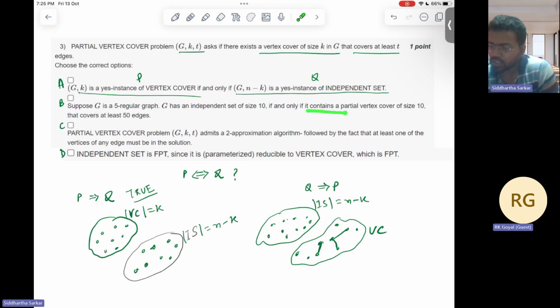Yes. So then it contains a partial vertex cover. What is a partial vertex cover? So let me repeat. The partial vertex cover means, okay, so this is the optimization version. In the decision version, the partial vertex cover problem is a three tuple. You are given a graph and a parameter k and a parameter t. And the question is, does there exist a set of k vertices that cover at least t edges?